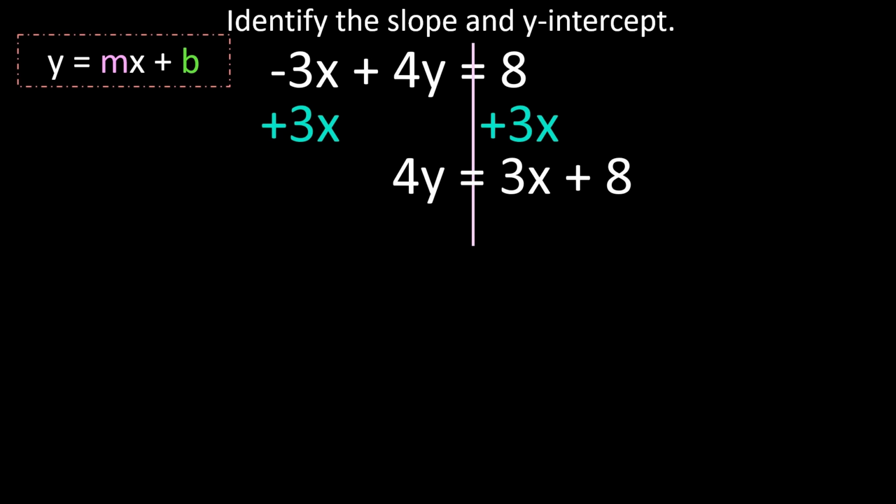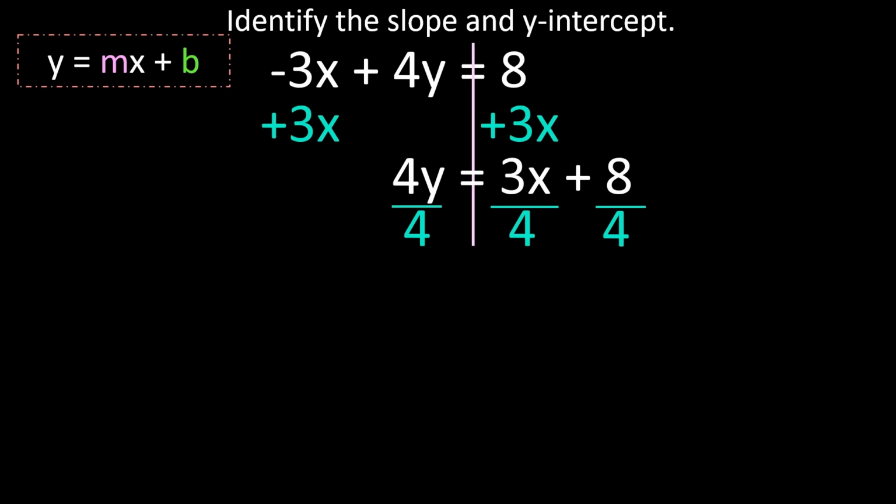Now, looking back at our slope-intercept format, I have y equals mx plus b. So I need the y all by itself. I can't have 4y. It needs to be a single y. So I'm going to need to divide by 4 so I can get y by itself. If I divide by 4 on the left-hand side, I'm also going to need to divide the 3x by 4, and I'll need to divide the plus 8 by 4.